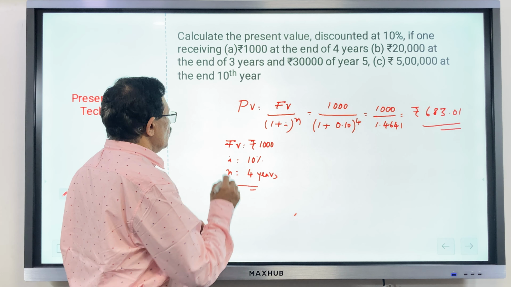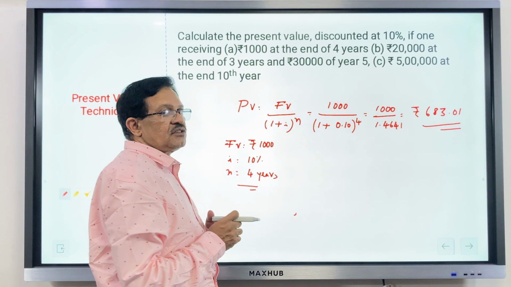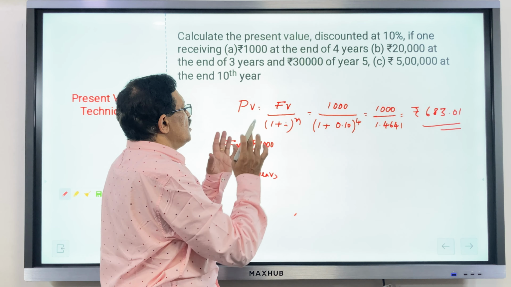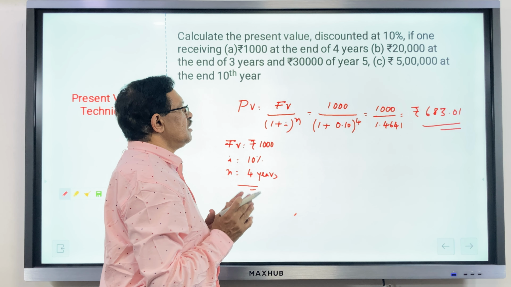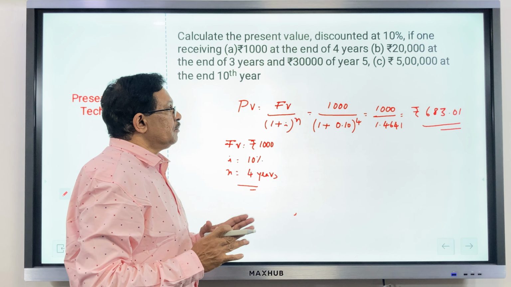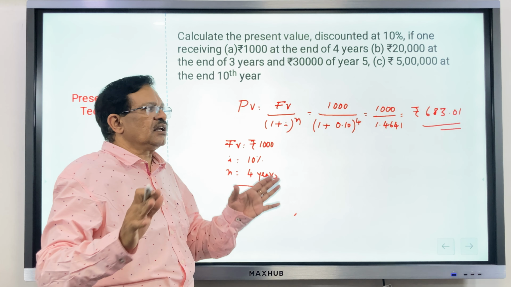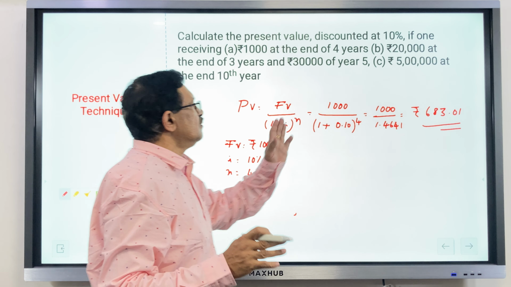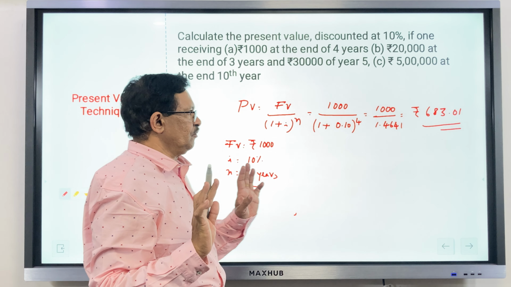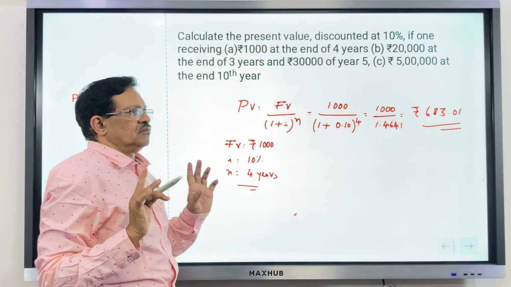What I have done: we know that the future value is 1000, I is 10%, or the discount factor is 10%, and the number of periods is 4. So I have just substituted here. The formula is future value divided by 1 plus I whole over n. And definitely one needs to understand that the present value is going to be lower than the future value. If you are committing some blunder in calculation and you are getting more than the future value, that means you have done something wrong. Always the present value will be lesser than the future value.